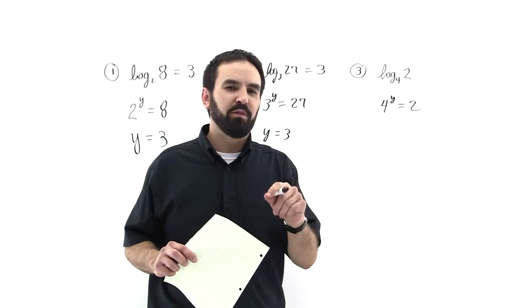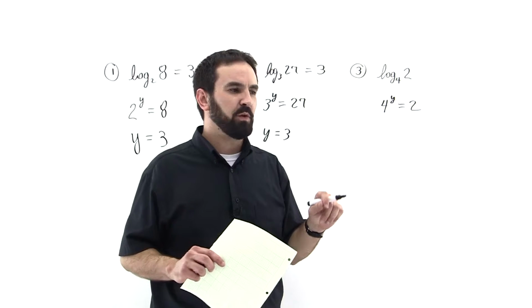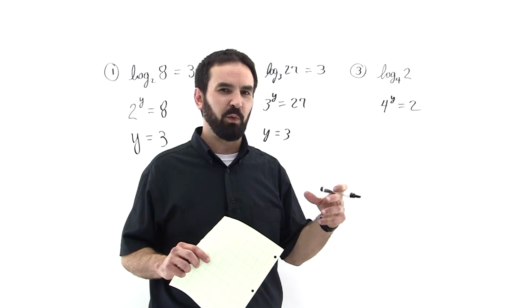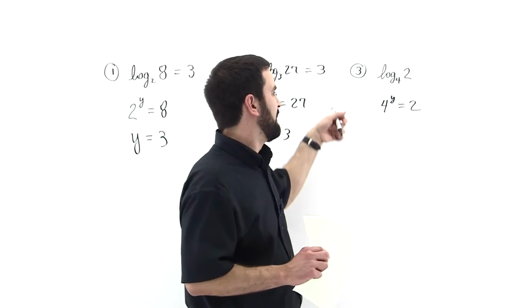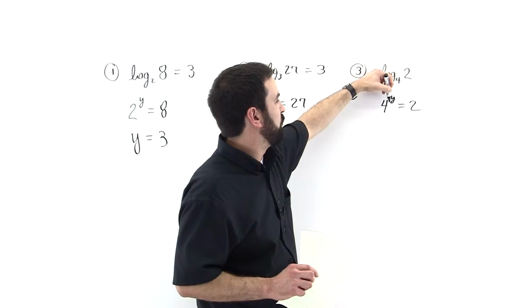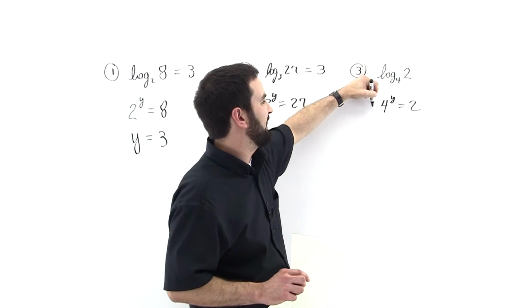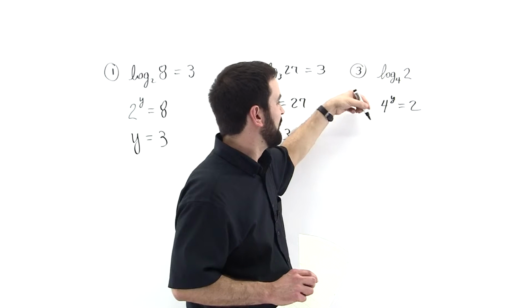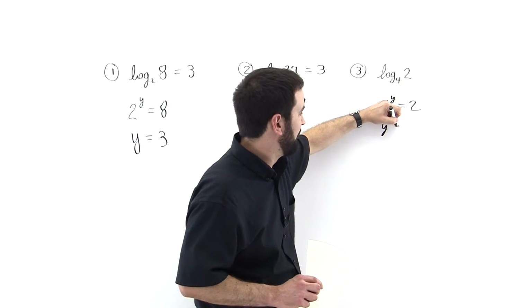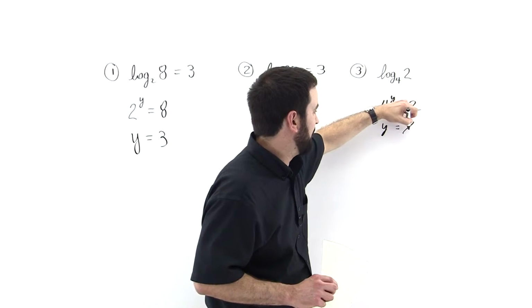Well, the square root of 4 is equal to 2. And the square root is raising some number to the power of 1/2. So if y is 1/2, that's the same thing as taking the square root of 4, and that would satisfy this equality. So y is equal to 1/2. That's a tricky one, in my opinion.